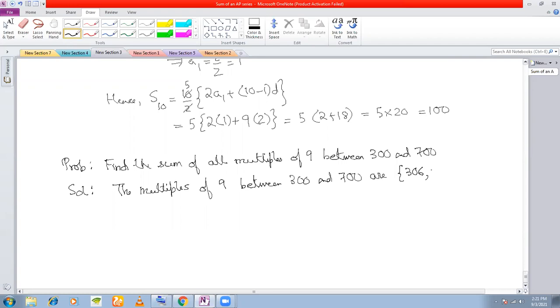The next number, you just keep on adding 9 to this. Next number is 315. That is divisible by 9. Next number is 324 and so on.